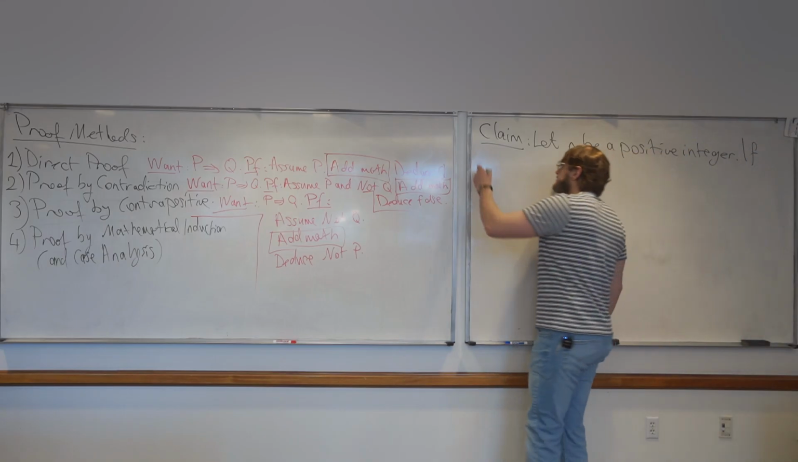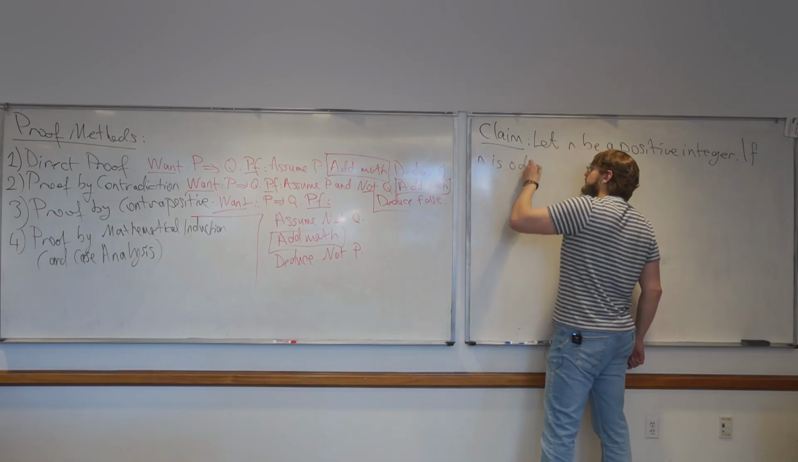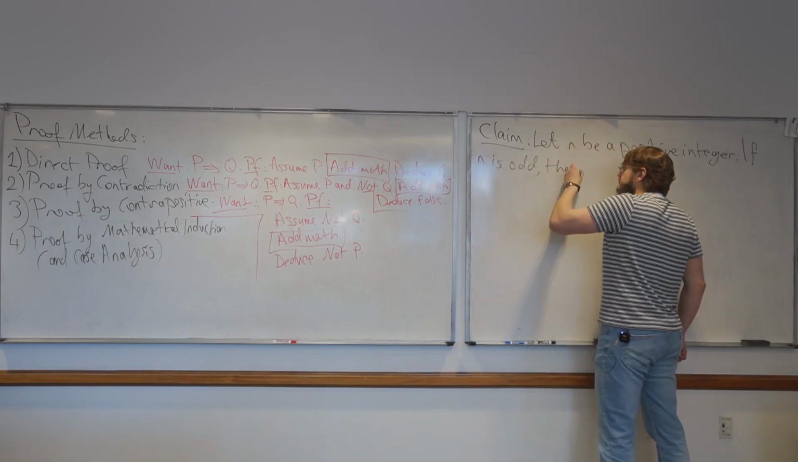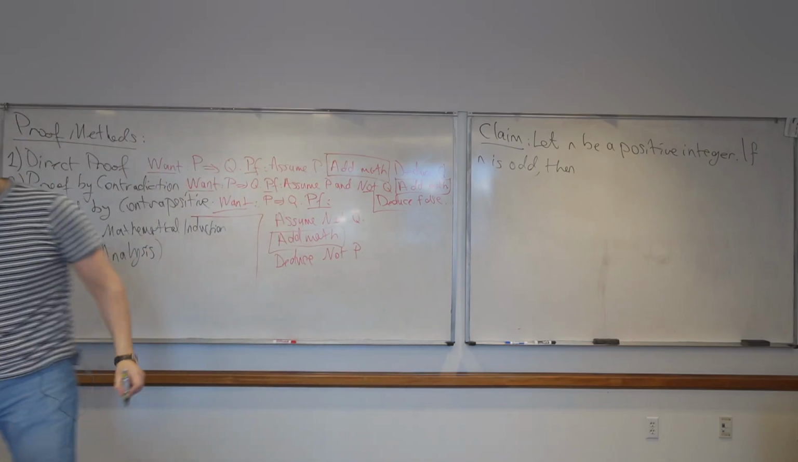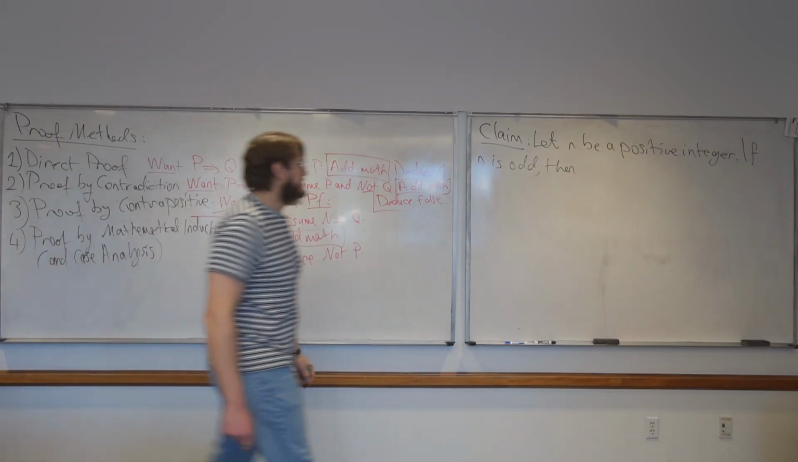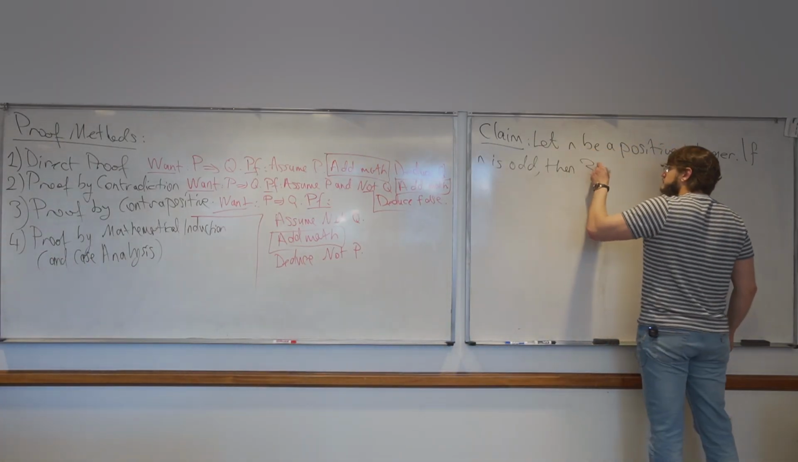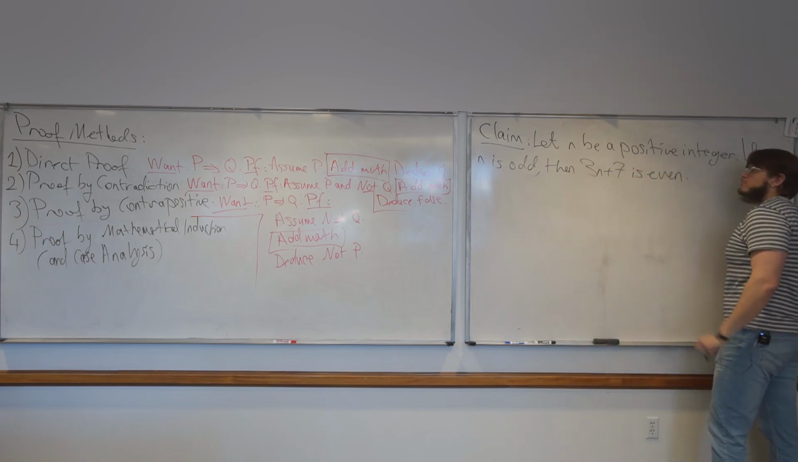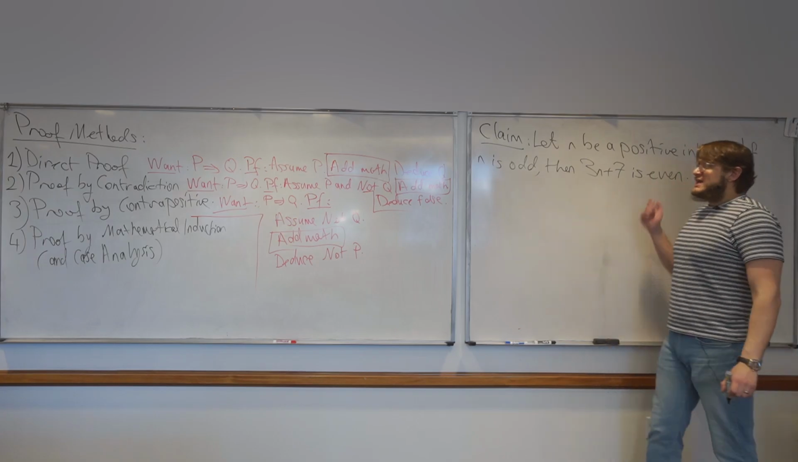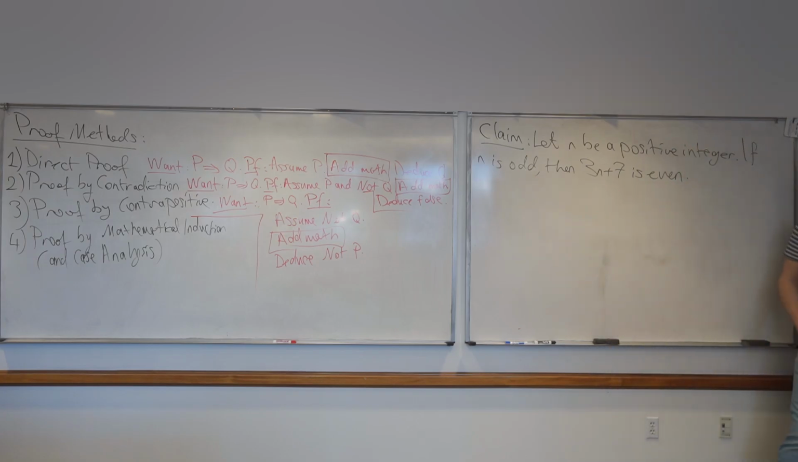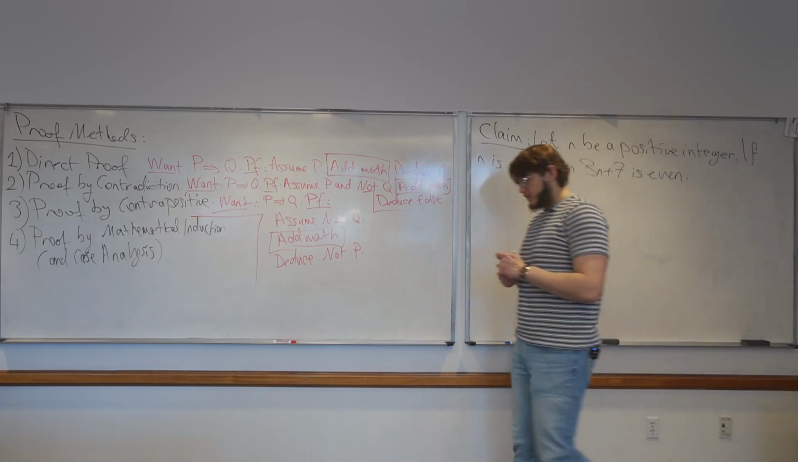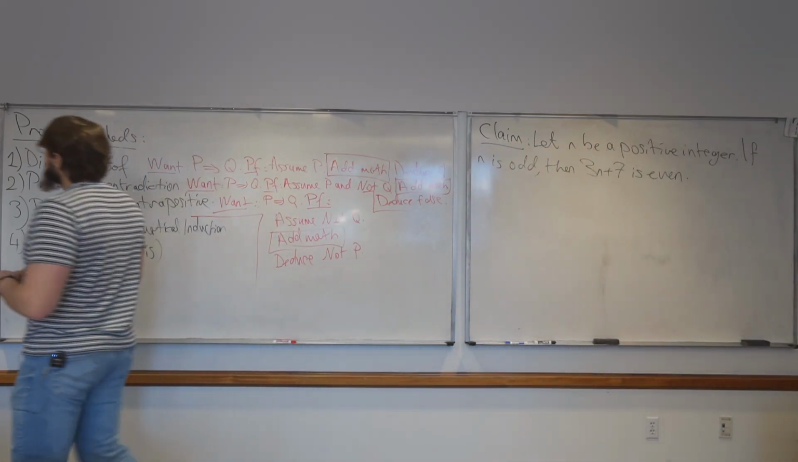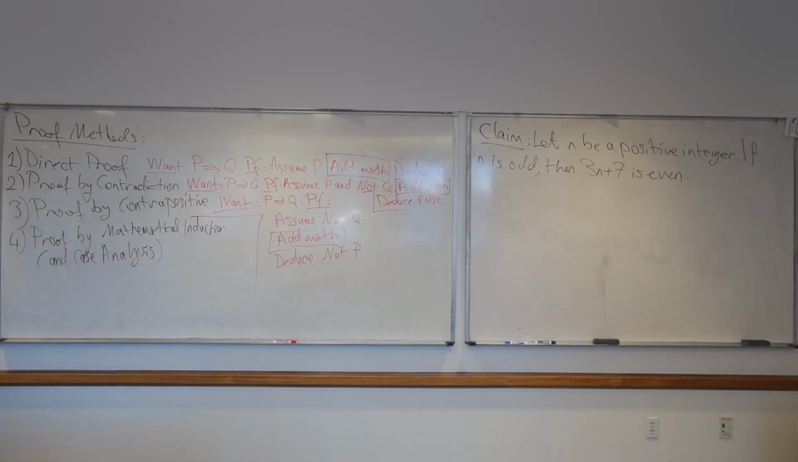If n is odd, then 3n plus 7 is even. What is odd and even? Odd means it's an integer that is not divisible by 2. Even means it is divisible by 2. Okay. So, direct proof.